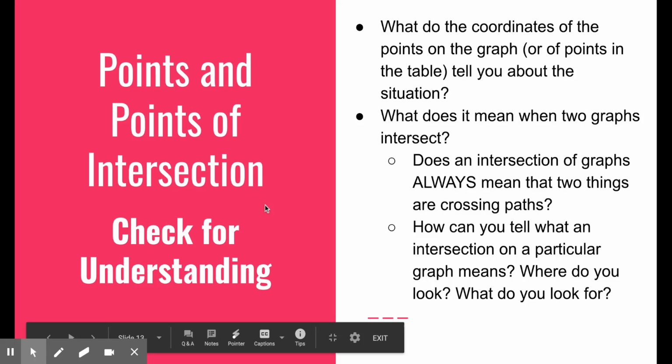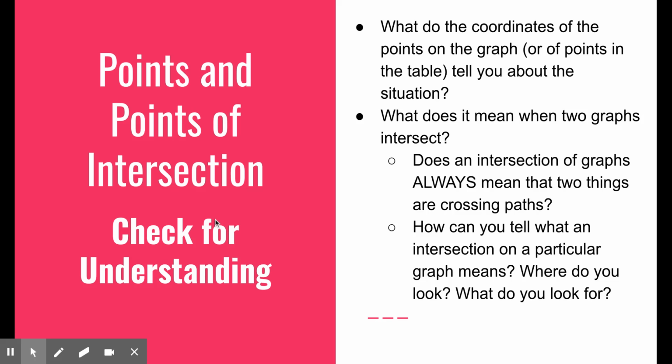With that said, that's quantitative reasoning. That's the entire first lesson of topic 1 in Edgenuity. So hopefully that helped you guys.